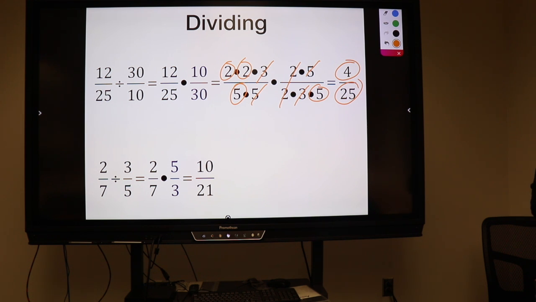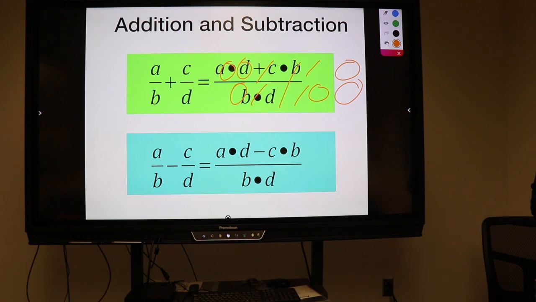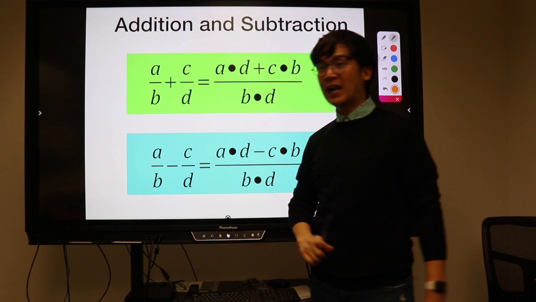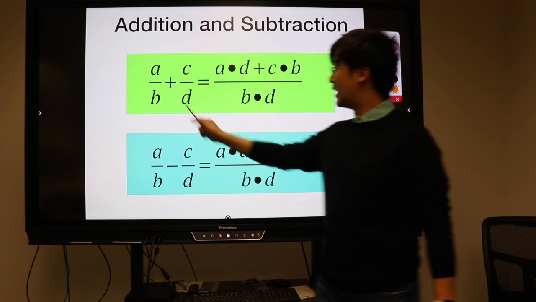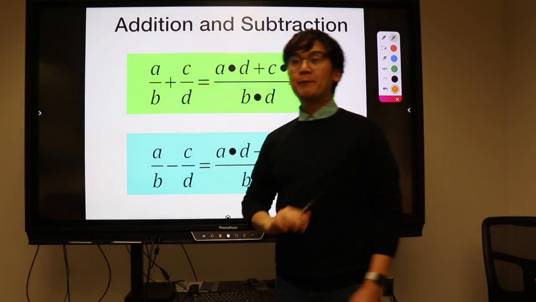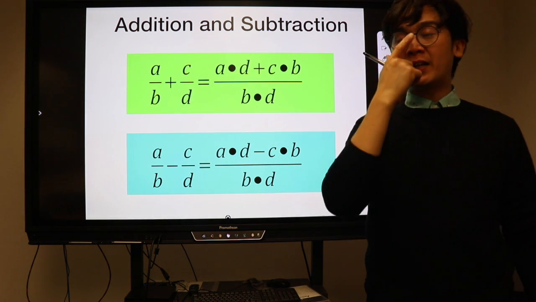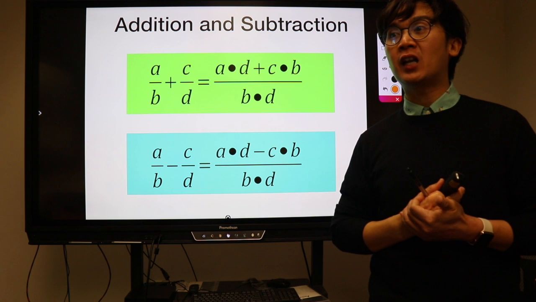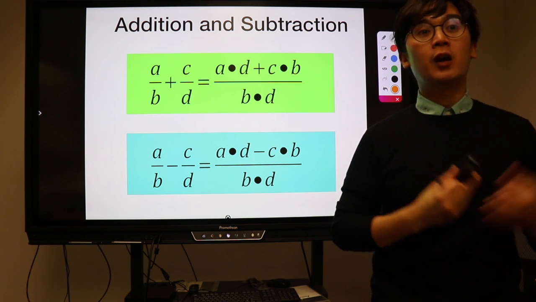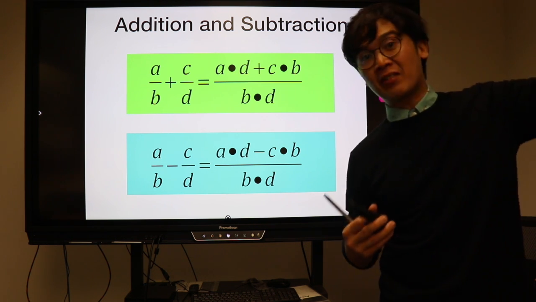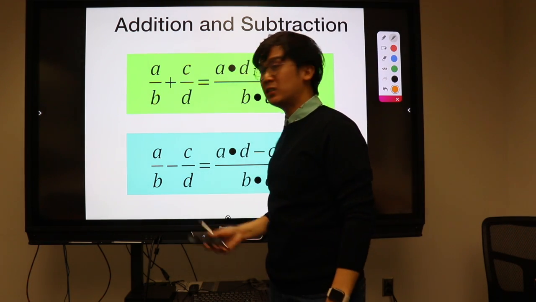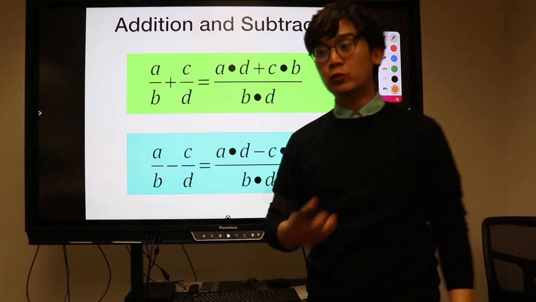And now we're done with multiplying and dividing because now we're going to move on to addition and subtraction. When we're adding and subtracting fractions with different denominators. Because when you're adding and subtracting fractions with the same denominator, the rule is pretty simple. You copy the denominator and then you add the top. That's it. But when you have different denominators, it's a different story. That's why we're going to do that one.